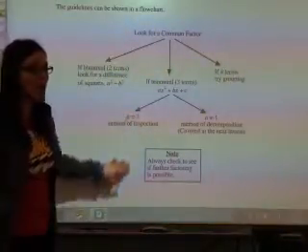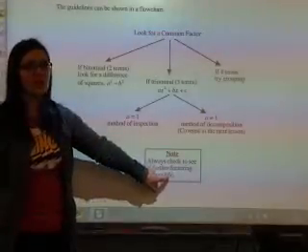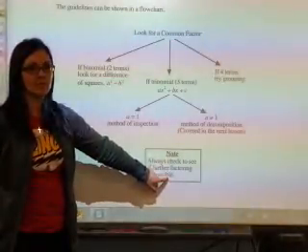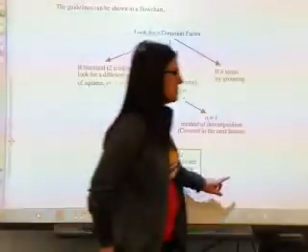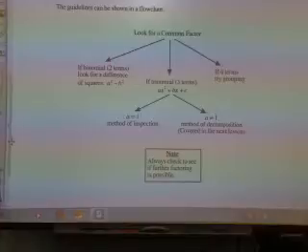Once you have done all of those and you get that final answer, make sure that you can't factor any further. So I'll show you what that means in the next example.